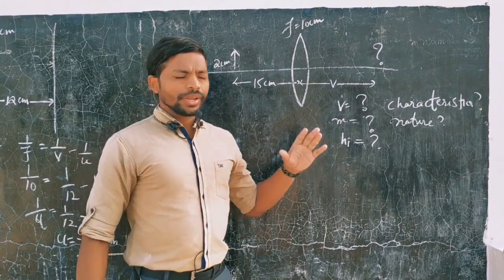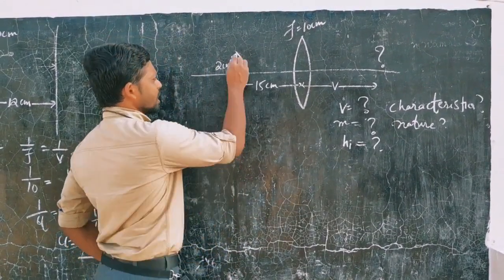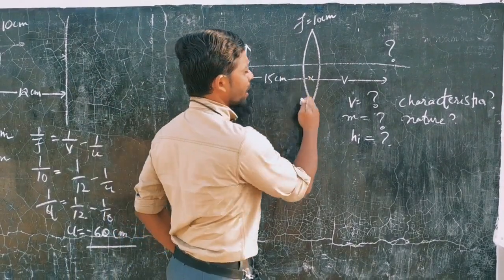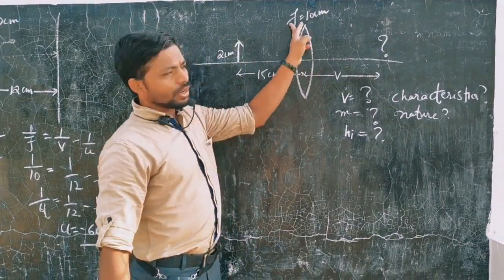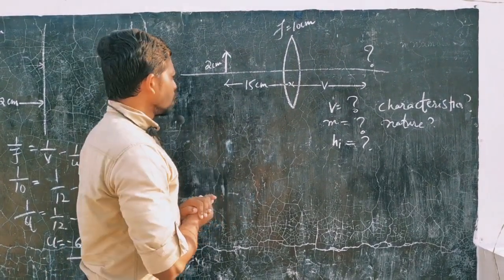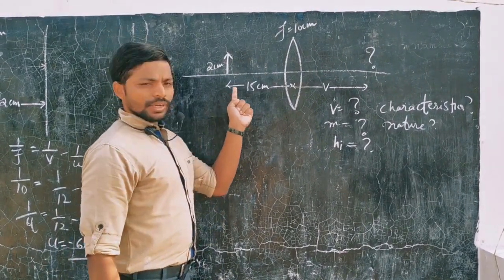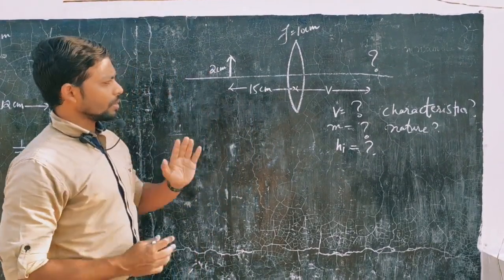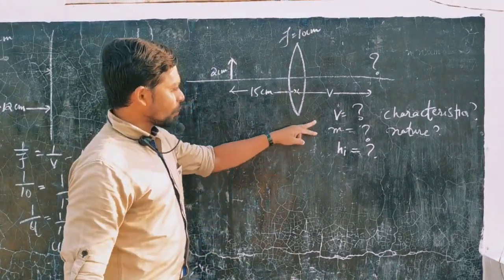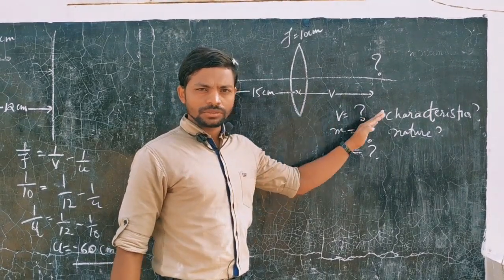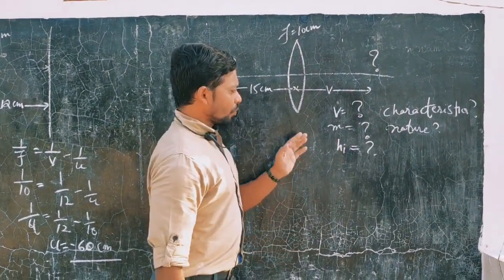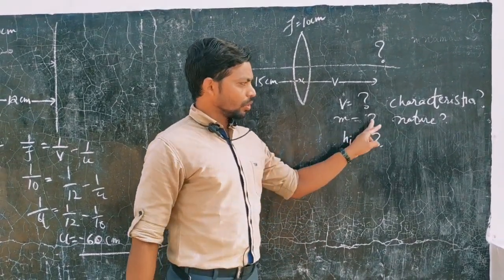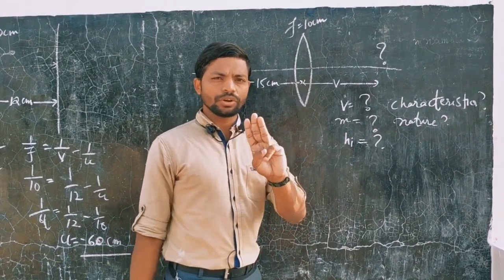Friends, in this numerical they have given us an object of height 2 centimeter. It is placed in front of a biconvex lens of focal length 10 centimeter, at a distance of 15 centimeter from the lens. What we have to find out is the position of the image, where it forms. We have to find out the height of the image, and then we also have to find out the magnification. So three things we have to find out.